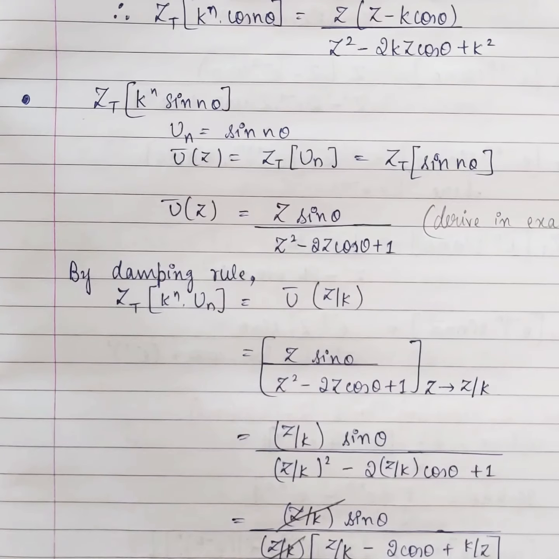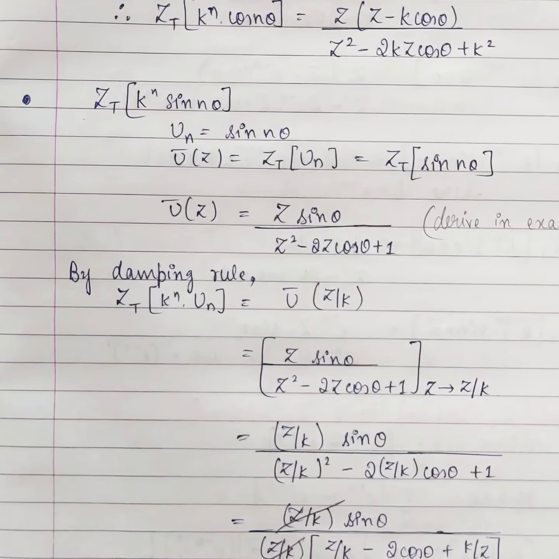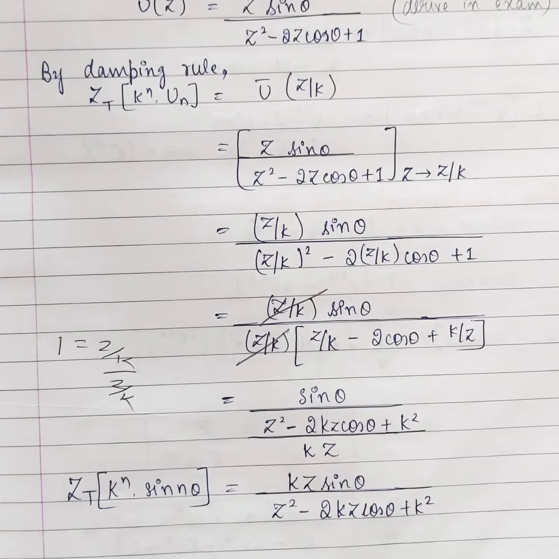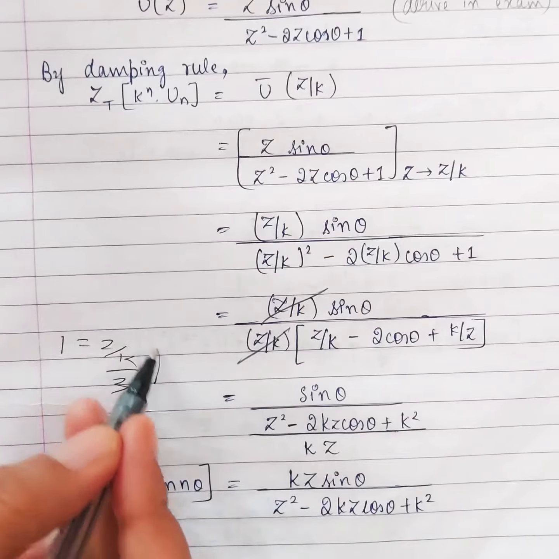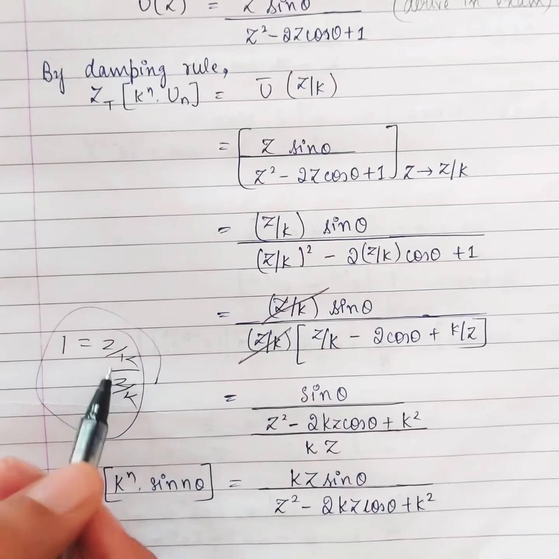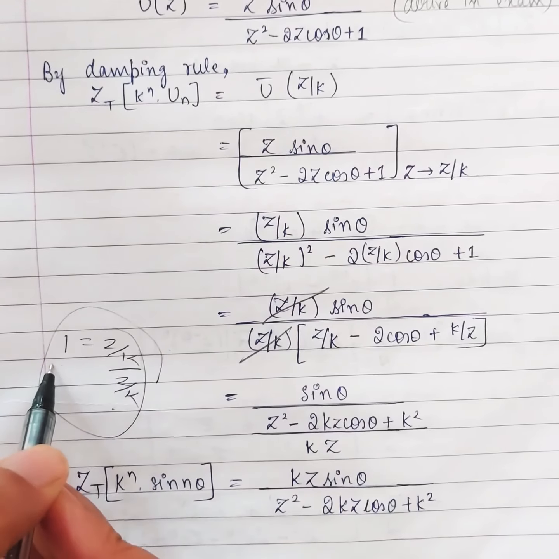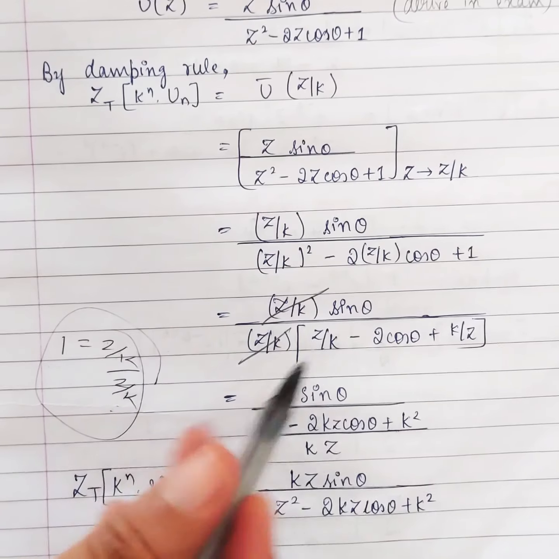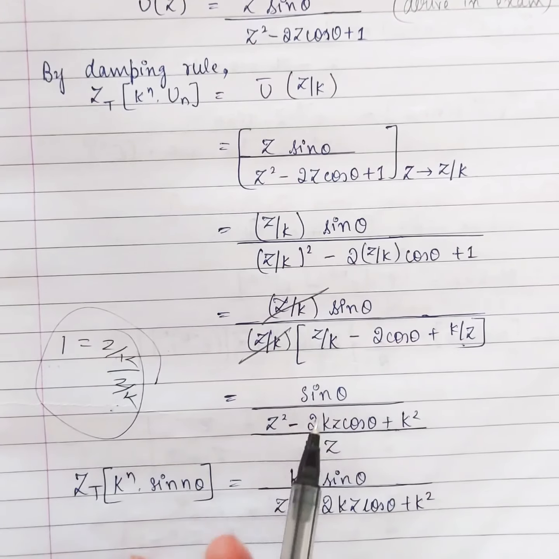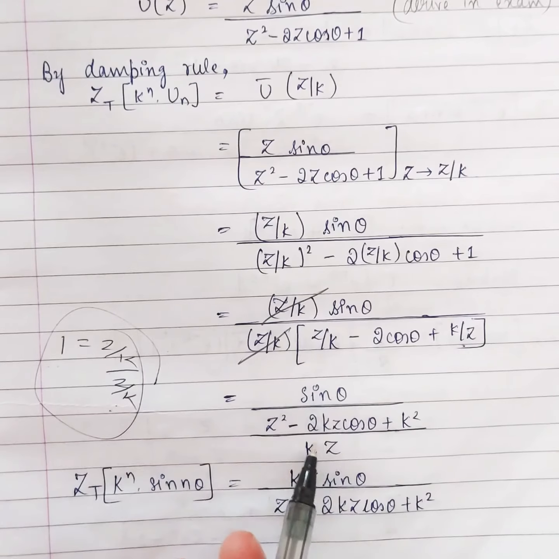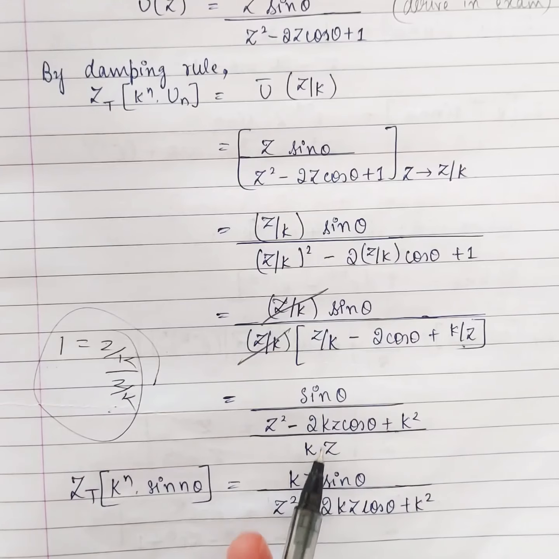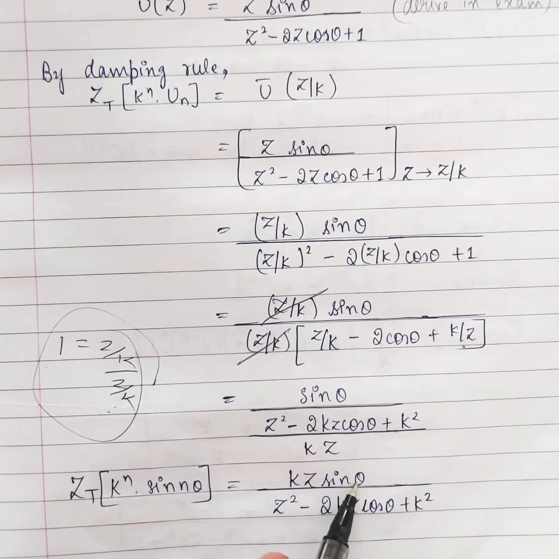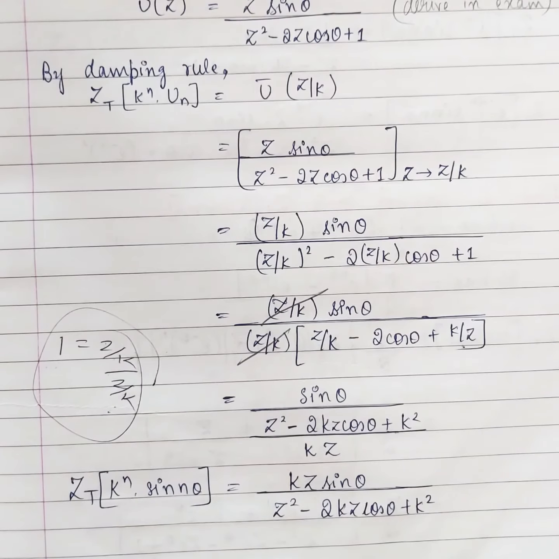Because if you take z by k common here, this is what will happen. 1 is equal to z by k by z by k. This z by k has gone out. So 1 by z by k will become k by z. So sin theta by z square minus 2kz cos theta plus k square by kz. So this kz will come to the numerator. So kz sin theta by z square minus 2kz cos theta plus k square. This is the z transform of k power n sin n theta.